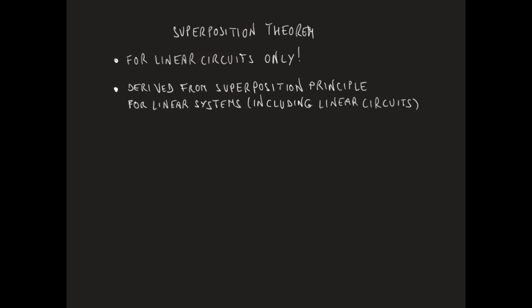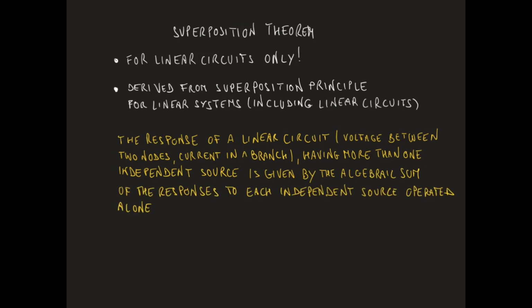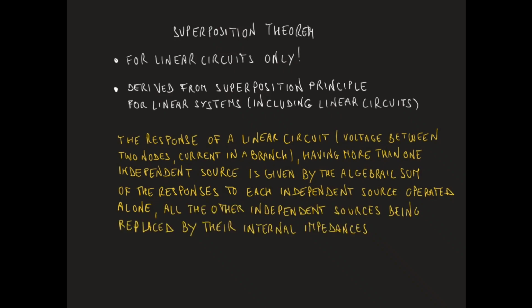The superposition theorem states that the response of a linear circuit, so the voltage between a pair of nodes or the current in a branch of that circuit, a linear circuit having more than one independent source, can be found as the algebraic sum of the responses to each independent source operated alone, where all the other independent sources are replaced by their internal impedances. By internal impedance of a source, we mean the series resistance in the case of a real voltage source and the parallel resistance in the case of a real current source.